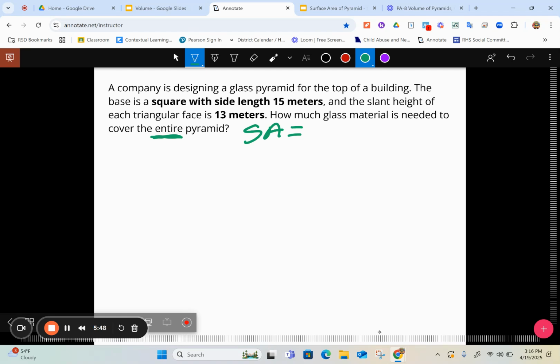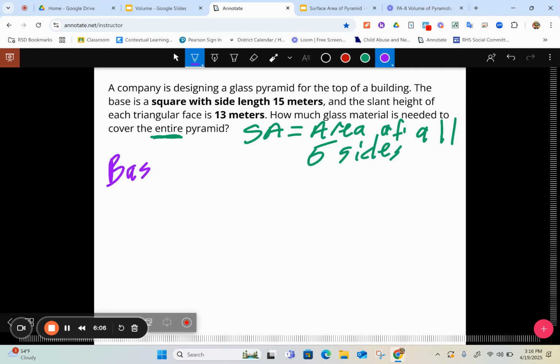So we want to find the area of all, since it's a square pyramid, it's got 4 triangles around it and a base, so all 5 sides. So the base of this thing is a square with side lengths of 15, so I'm going to take 15 squared and get 225.